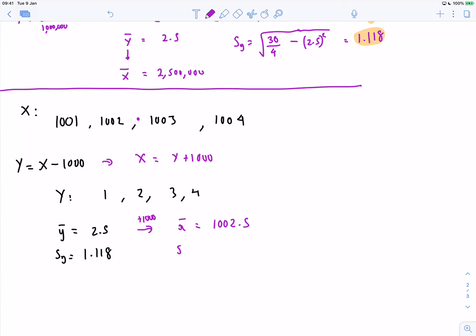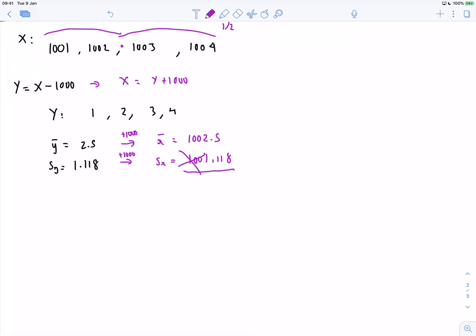But if the standard deviation of x were to be increased by 1000 to be 1001.118, does it make sense that most of them are approximately 1001 spaces away from 1002.5? Well, no. Most of them are between 1 or 2 of a distance away. So this is nonsense.